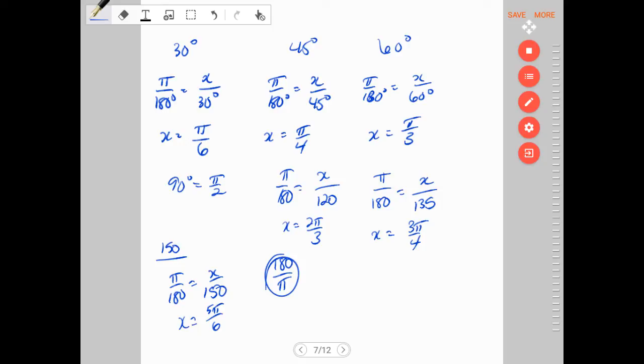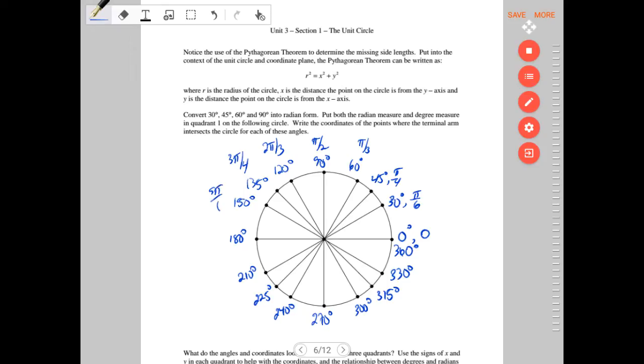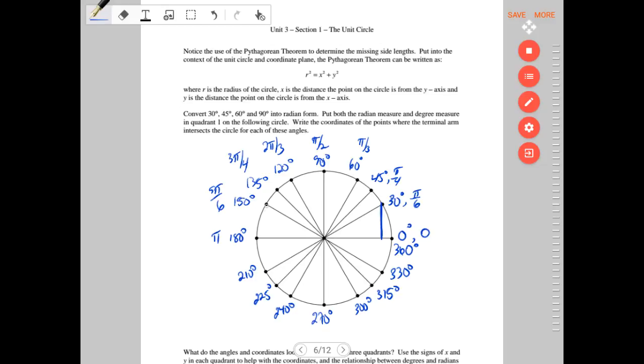Okay, so let's put our new radian measures on our unit circle. So 2 pi over 3, 3 pi over 4, and 5 pi over 6. Okay, so this guy would be 2 pi over 3, 3 pi over 4, 5 pi over 6, and straight out pi. Okay, you should be seeing some patterns starting to form. Notice that 30 degrees is a pi over 6 and 150 is a pi over 6. So 30 degrees is 30 degrees above the x-axis. 150 is also 30 degrees above the x-axis.